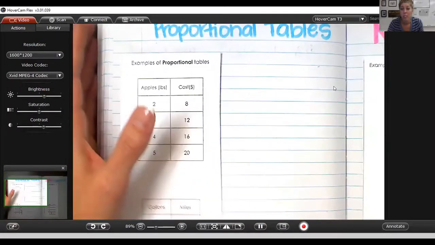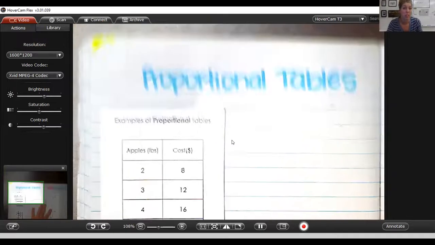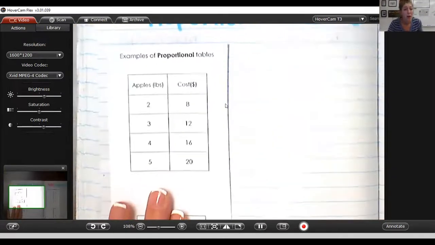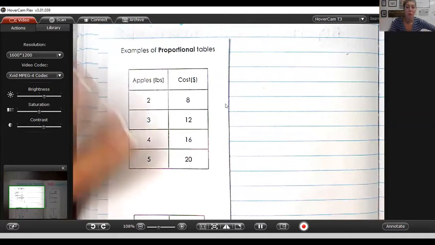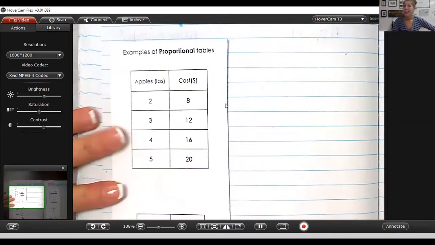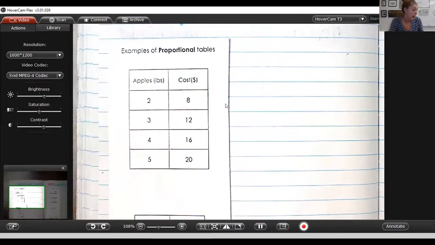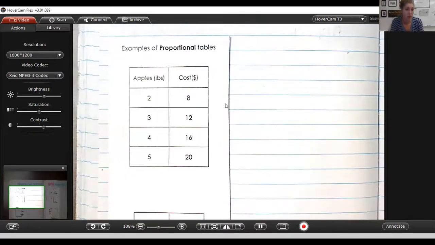So I have some examples of proportional tables and I have some examples of non-proportional tables. And I really want to spend a lot of time on at least one of each, showing you how you could tell me it is or is not proportional. So remember, if it's proportional, we are looking for things to be the same, right? In this case, it's about the pounds of apples and the cost of apples.